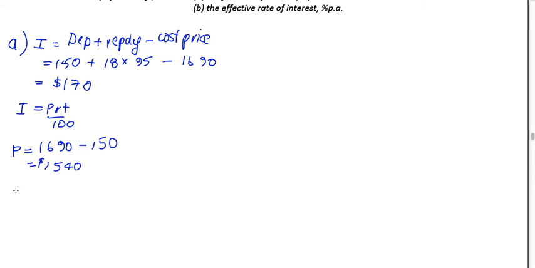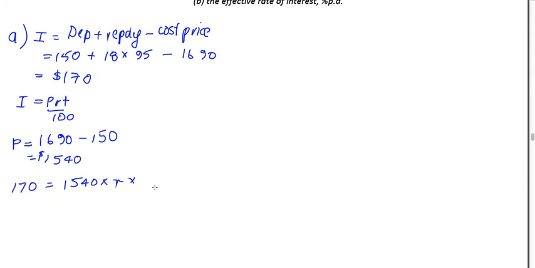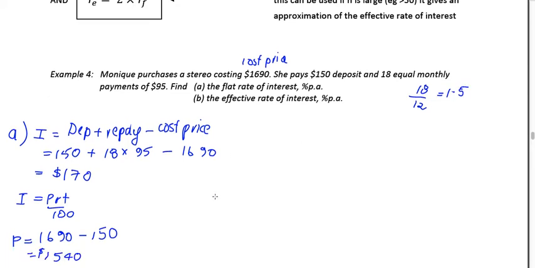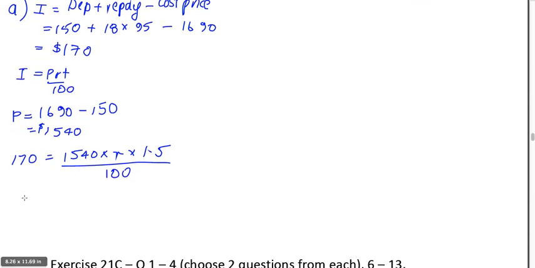Let's substitute the interest and the principal into the simple interest formula. Remember, 18 months, it's 1.5 years. If you're ever unsure of that, 18 months divided by 12 months in a year, and you'll get 1.5. Okay, we now need to solve. And I'll just round to 2 decimal places. 7.36.